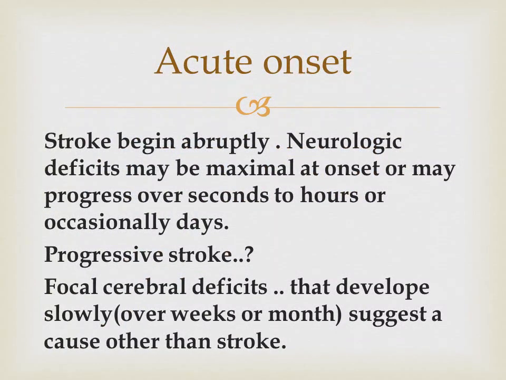Acute onset. Usually stroke begins abruptly. Neurological deficit may be maximal at onset or may progress over seconds to hours or occasionally days. Progressive deficit, meaning one which progresses for weeks or months, usually suggests a diagnosis other than stroke.